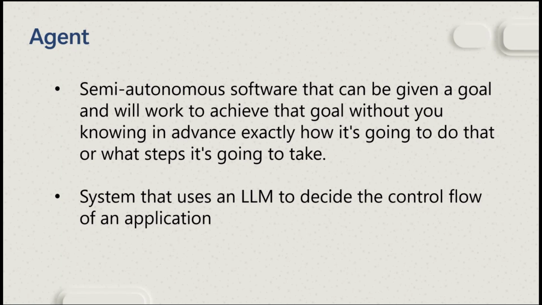The lengthy one is a semi-autonomous software that can be given a goal and will work to achieve that goal without you knowing in advance exactly how it's going to do that or what steps it's going to take. In other words, once you give the agent the task, you don't know how it's going to achieve it, but the end result is it's supposed to achieve the goal. What I actually like is the second one. It's a system that uses a large language model to decide the control flow of an application.